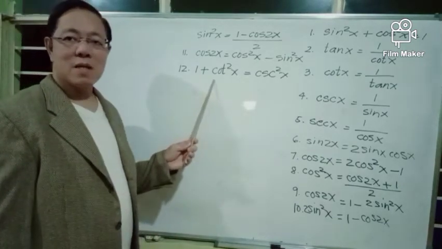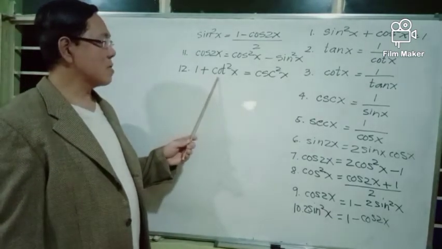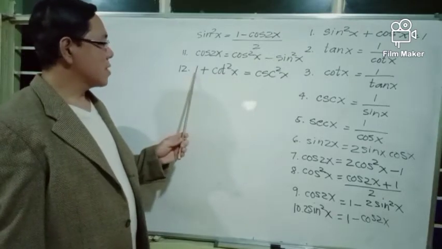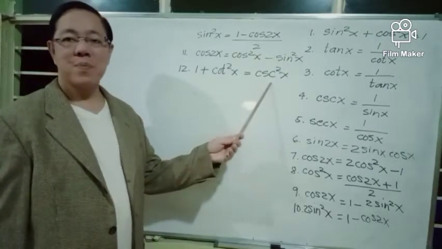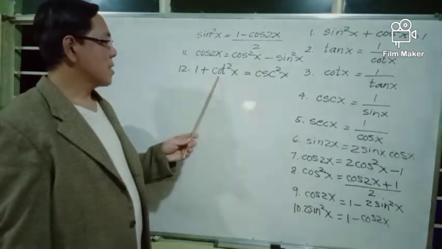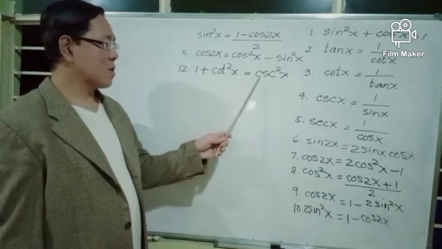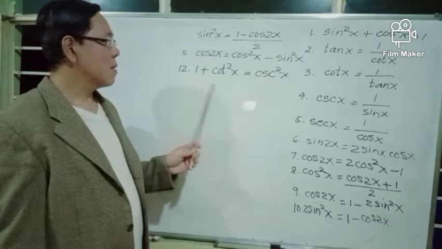And from here, you can get another identity for cotangent squared x by transposing 1 to the right hand side, and you get cotangent squared x equals cosecant squared x minus 1.